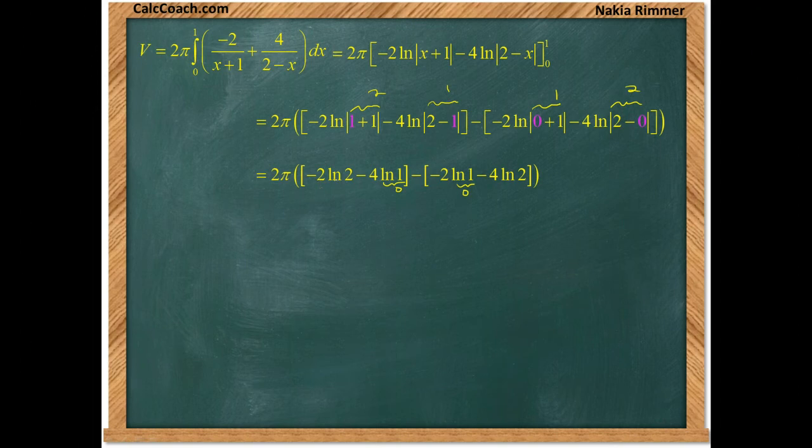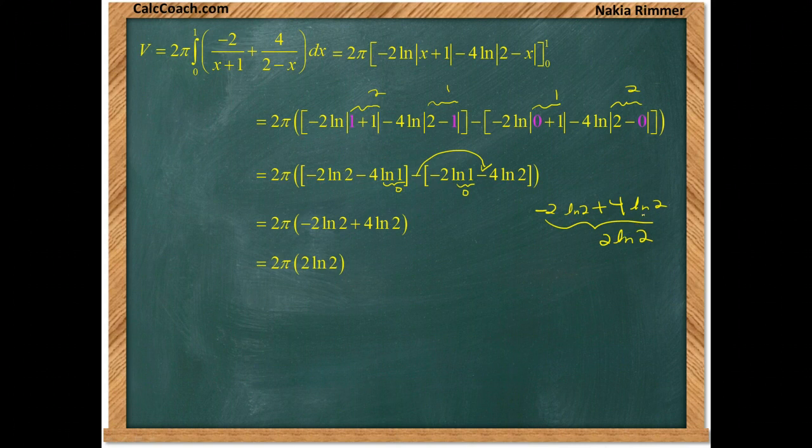And we have a -2 log 2 applying a negative plus a 4 log 2. The fact that they're both log 2's, we can exploit that. I know the coefficients don't match, but if you have -2 of them and you add on 4 of them, you're left with a +2 of them. And then we just take the 2 pi and maybe even pull the 2 and make it 4 pi log 2 for our final answer.